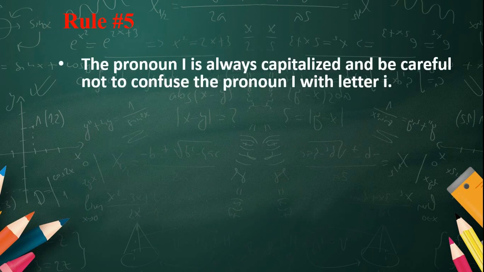Rule number 5. The pronoun I is always capitalized, and be careful not to confuse the pronoun I with the letter I. Remember, dear students, that the pronoun I, the first person, wherever it comes in a sentence, is an exception and is written with a capital letter. Do not mix the pronoun I with the letter I. Do not do that, okay?